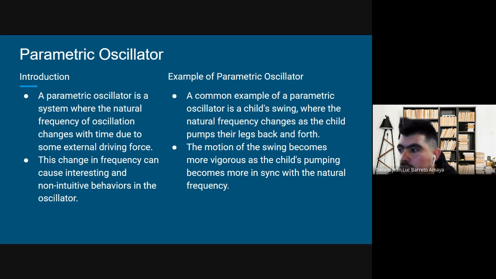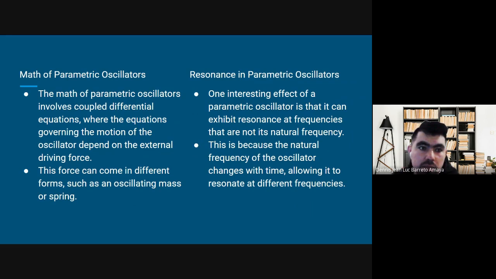A common example of the parametric oscillation is a child on a swing, where the natural frequency changes as the child pumps their legs back and forth. The motion of the swing becomes more vigorous as the child's pumping becomes more in sync with the natural frequency. Math of the parametric oscillation.